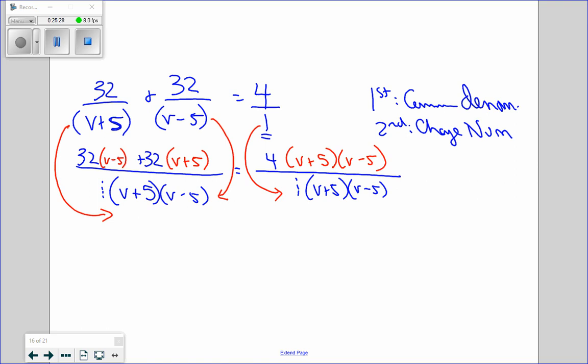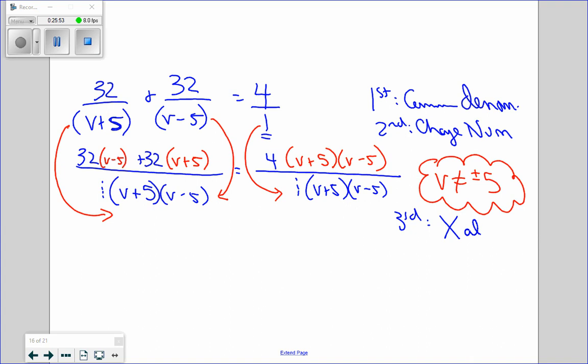Now, at this step, what you should do off to the side is record your restriction. So what plus 5 is 0? And then what minus 5? I'm just writing it as plus minus 5. The third thing you then do is you're going to cross off all the bottoms. So swoop, swoop, best part ever. Now we're just going to do the solve.